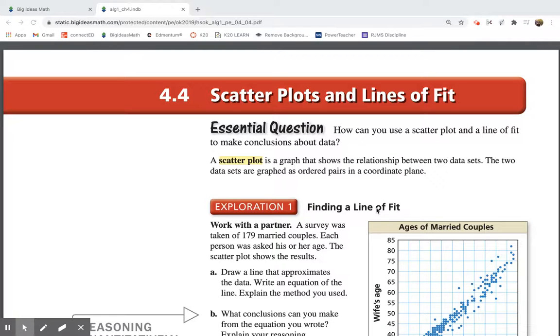Okay, this is lesson 4-4, scatter plots and lines of fit. So on this, when it says scatter plot, that is a graph that just shows the relationship between two data sets. So they're graphed as ordered pairs. You just don't draw a line through them.